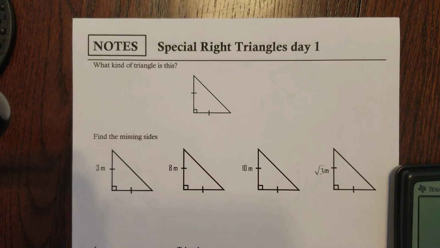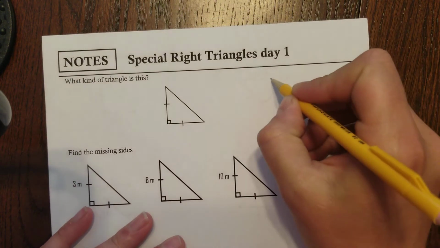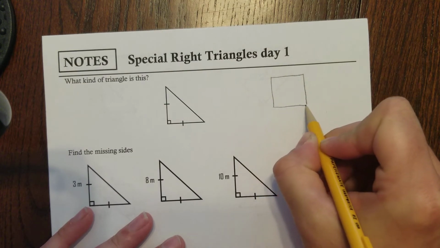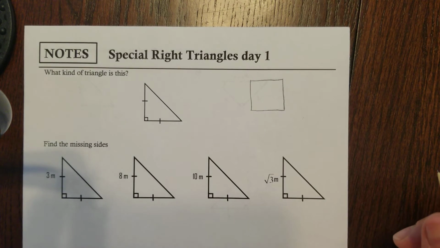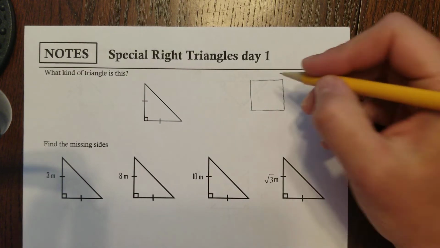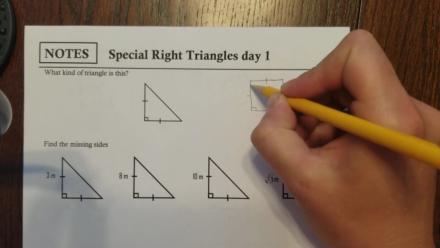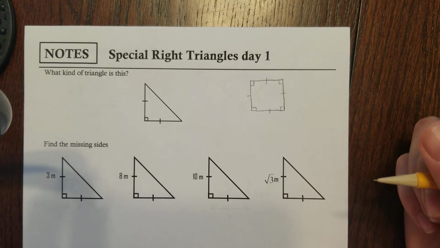So our first special right triangle actually comes from a square. We just finished our chapter on quadrilaterals. A square is a quadrilateral. What do you remember about squares? Well, hopefully you remember that they have four congruent sides. They have four right angles because our definition was that it was a regular quadrilateral.